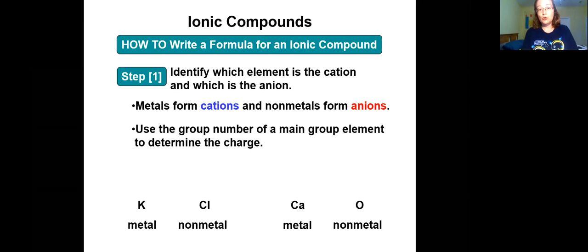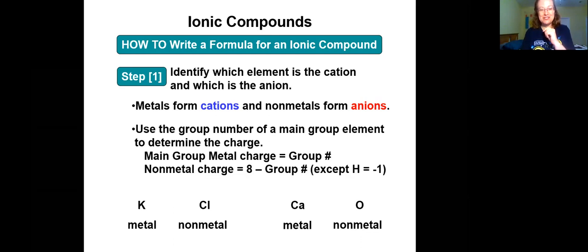Now, we're going to use the group number for each of these guys. They're all main group elements, so we can use that to determine their charges. Potassium's in group 1A. He will have the same size charge. The main group metal charges equal their group number. For the non-metal charges, we take the group number and subtract it from 8. So group 1A, potassium will be a +1 charge.